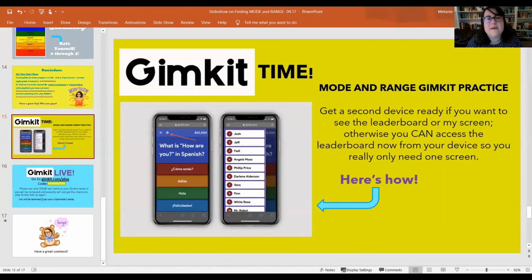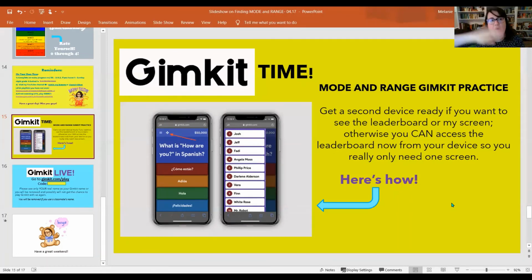Okay, so here's GIMP Kit time. All right, so mode and range GIMP Kit practice. I just want to remind you, you could get a second device ready, like maybe having the Zoom on a laptop and then having the GIMP Kit itself on a phone. You could do that, but you really don't have to anymore, because they added this feature that you can click these little crosshairs over there and get to the leaderboard.